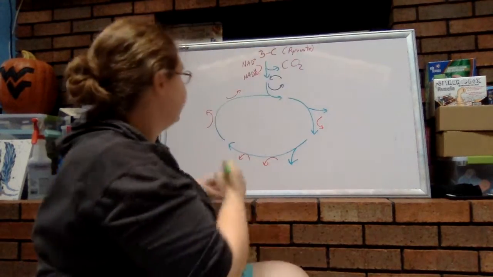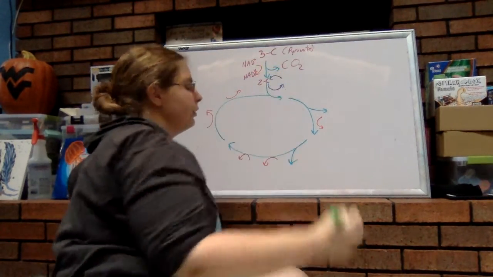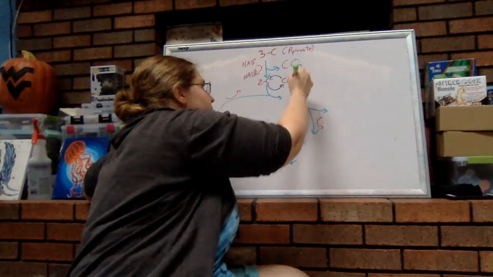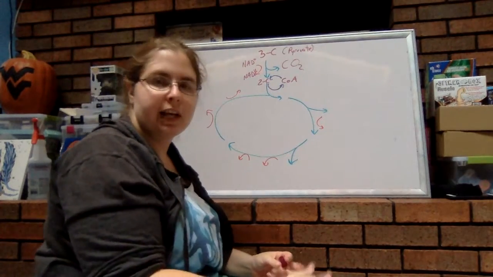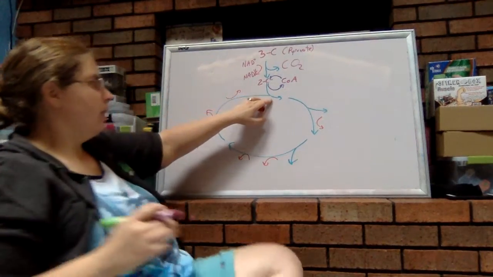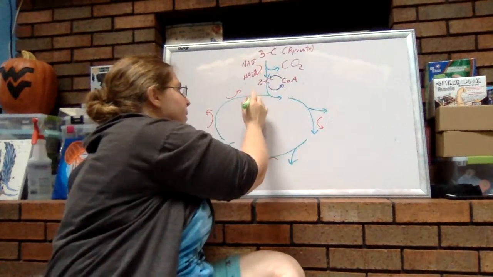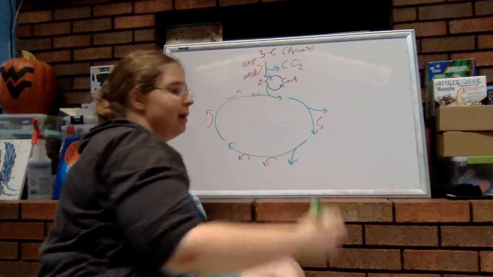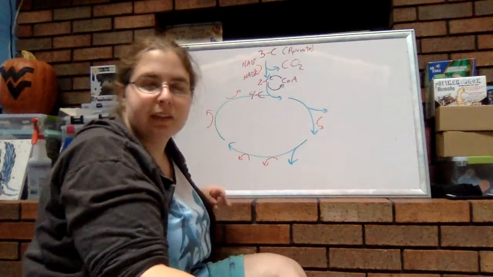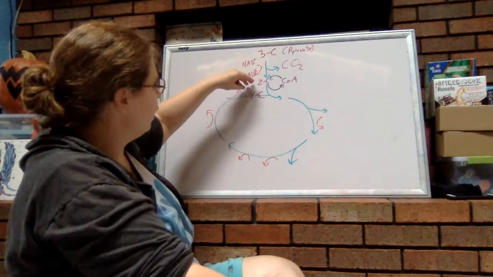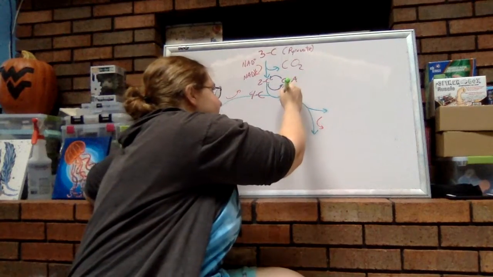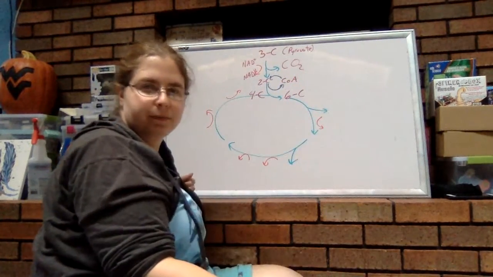But I almost forgot something. So now we have a 2-carbon molecule. Well, something called coenzyme A is going to bond to it in order to help it with this part right here. Now, when it bonds to it, it helps it to bond to a 4-carbon molecule that's already in the cycle. Coenzyme A helps the 2-carbon molecule to bond to it, forming, you guessed it, a 6-carbon molecule.